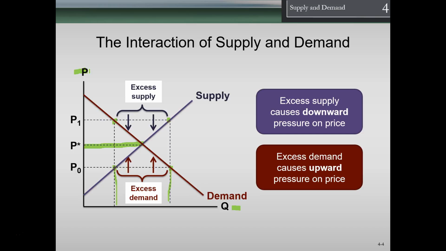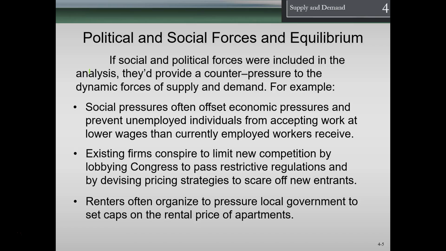So using this model, we can take a look at a lot of different situations and a lot of different factors, including shifts in supply and demand and other types of factors. Political factors and social forces in equilibrium are some things that we can apply to this model. If social and political forces were included in analysis, they provide a counter pressure to the dynamic forces of supply and demand. Here are some common examples we can look at in more detail, to see how these things might affect our supply and demand curves.